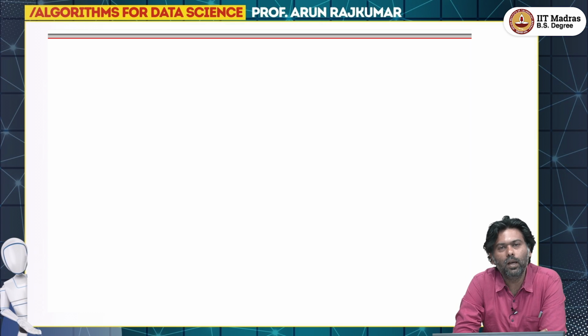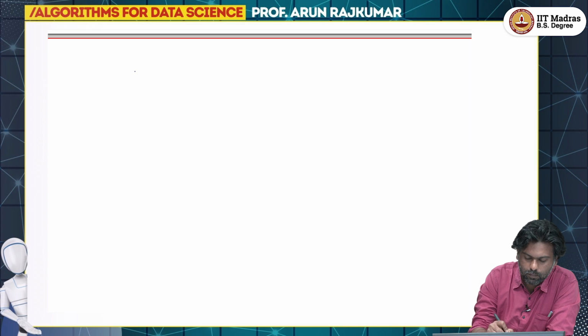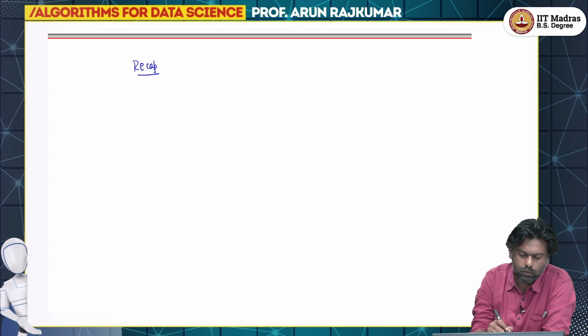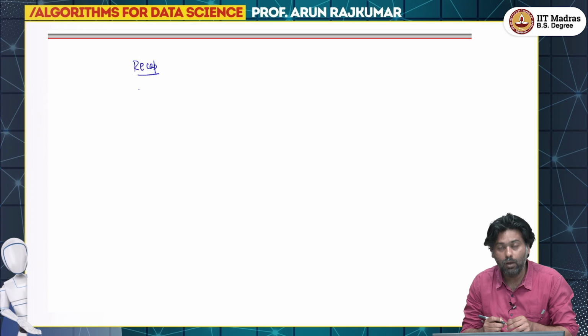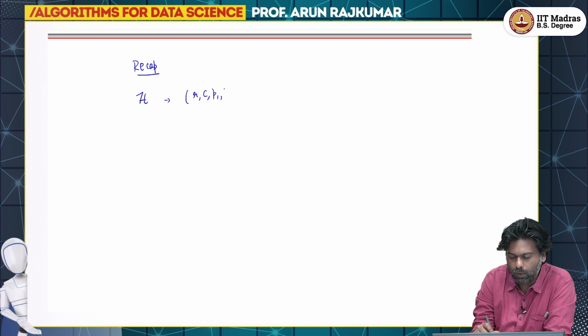Hello and welcome back. So we are looking at hash functions and their properties and how we can do approximate nearest neighbors or near neighbors in high dimension. So here is a recap. So we said that a family of hash functions, let's call it H, is R, C, P1, P2 sensitive.